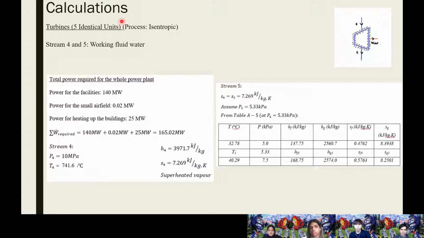And next are the turbines, which is an isentropic process. First, we need to calculate the total power required for the whole power plant, which is 165.02 megawatt.